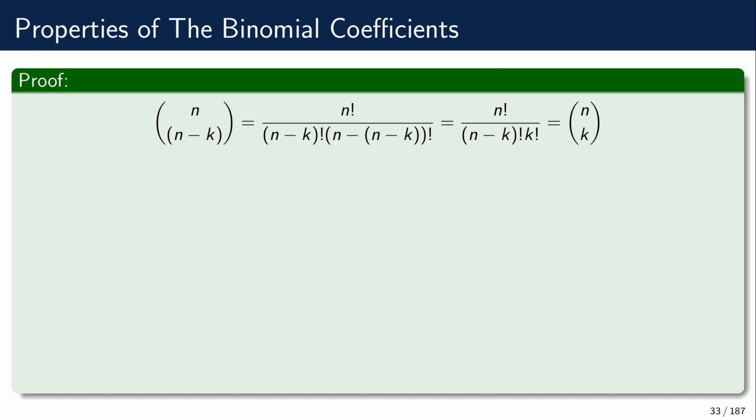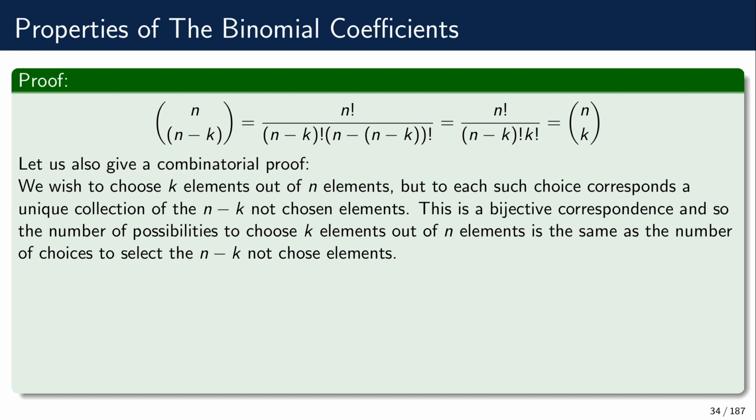And so for each choice of k elements, there corresponds a unique choice of n minus k, the complementary choice, right? Because to choose those k elements, I could choose them directly, or I could choose the n minus k elements which I choose to exclude. And so this is basically the verbal proof. It's a combinatorial proof, and it is nice to have for the intuition. So for each choice of k elements, we have a bijective correspondence to a unique choice of n minus k elements, and therefore those must be equal.